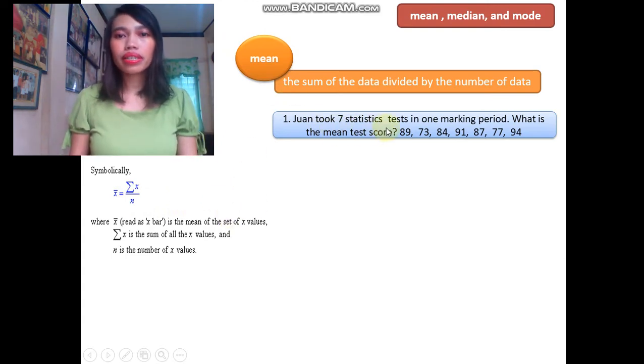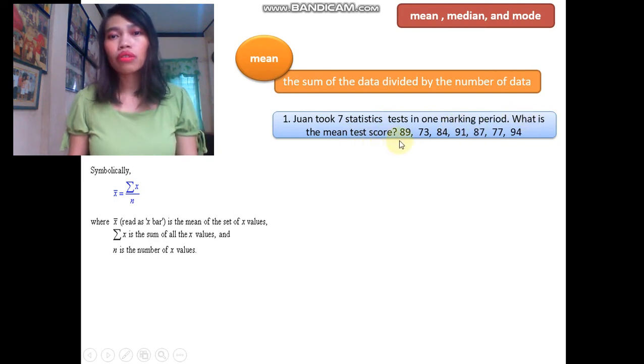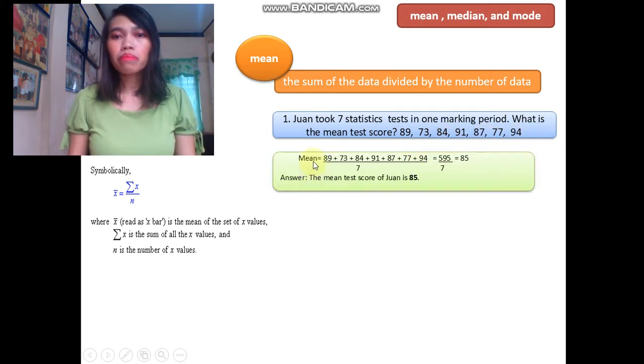One took 7 statistics tests in one marking period. What is the mean test score? So you have 89, 73, 84, 91, 87, 77, and 94. So the mean is, you're going to add 89 plus 73 plus 84 plus 91 plus 87 plus 77 plus 94, all over 7. So this is equal to 595 divided by 7, so 85. The answer: the mean test score is 85.